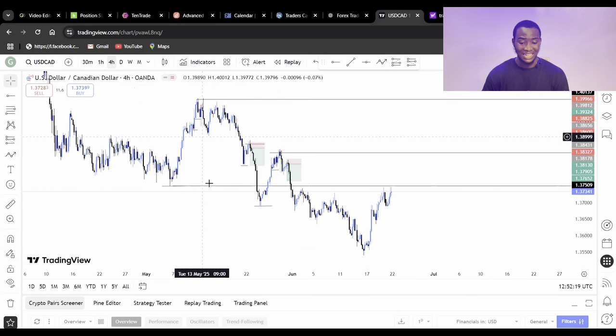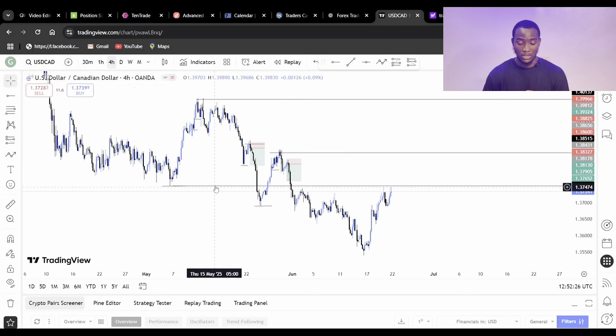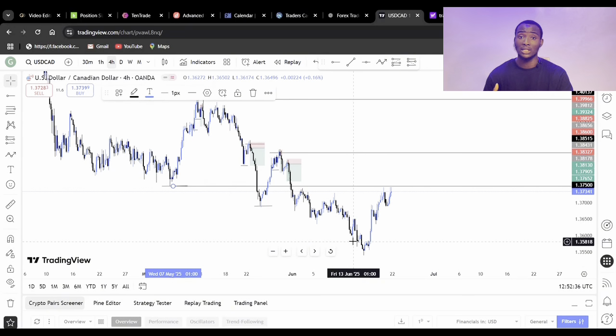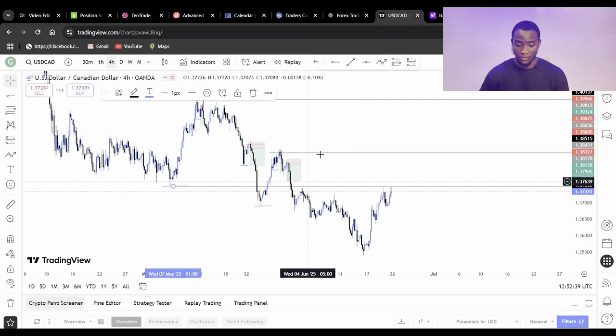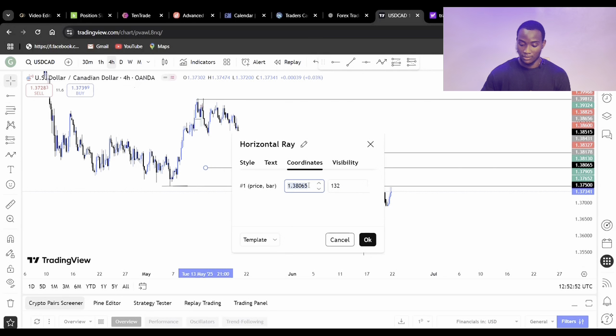Using 50 pips, then you just click on the line, go to your setting. Sorry, click on the line, hit your setting as it's like this. Then you edit 1.37500. Now, if you add 50 pips to 1.37500, it will give you 1.3800. Okay, so let's look for our 1.3800. If you can't get it, just keep it there and edit it. You get it. So it's as easy as that.